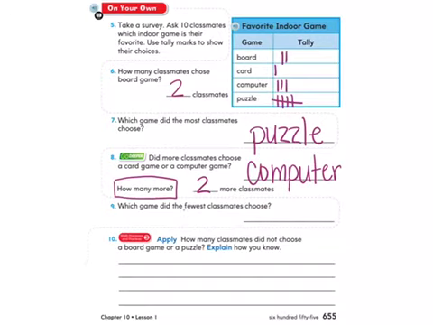Which game did the fewest classmates choose? And that would have to be card games, because only 1 person voted for card games. So number 10, how many classmates did not choose a board game or puzzle? Explain how you know. Now, to figure this out, we're going to have to see first how many people did not choose. So we got to figure out which ones were not a board game or puzzle.